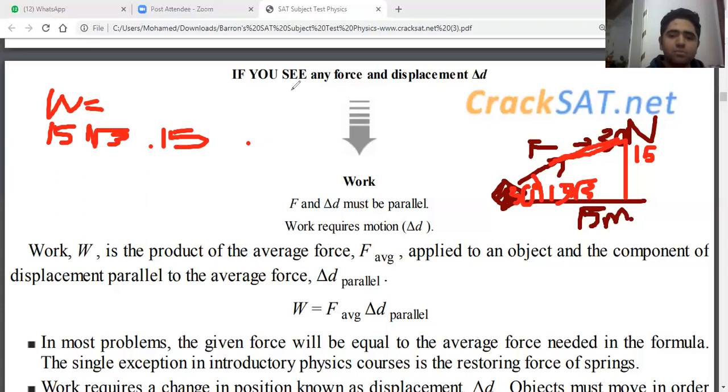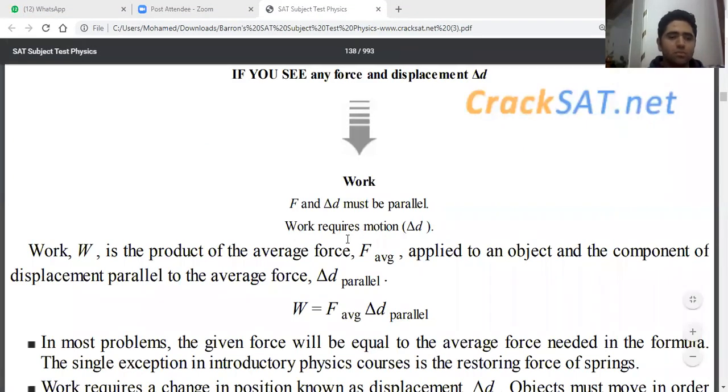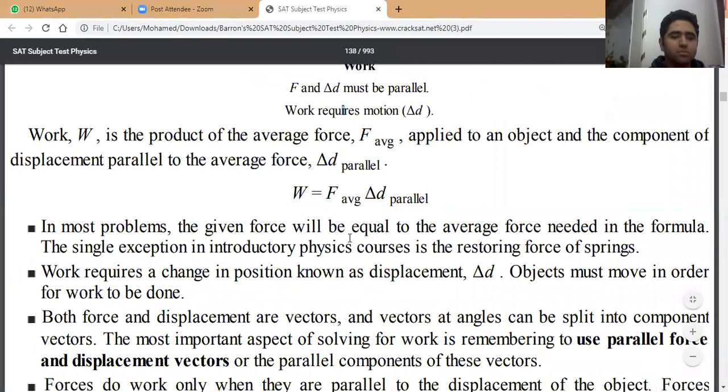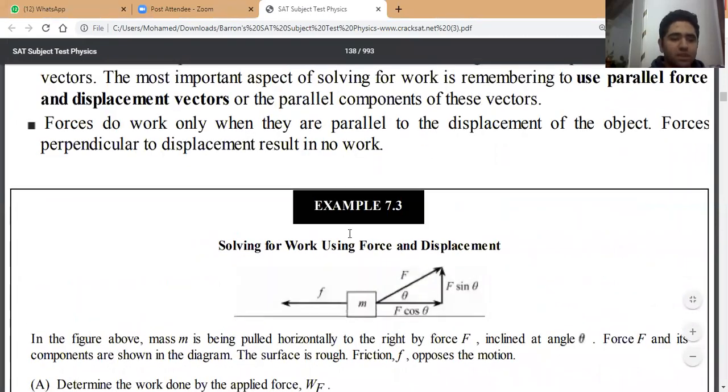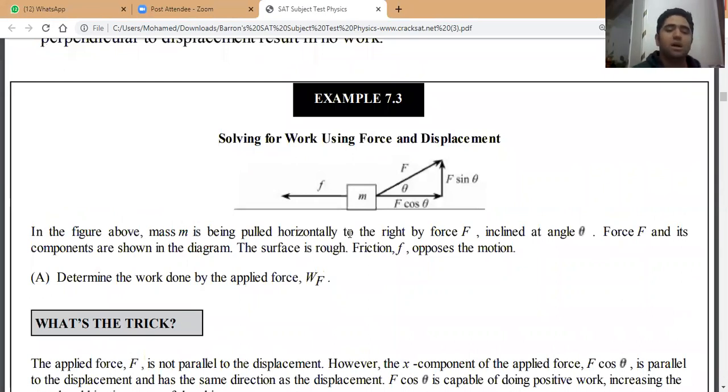Okay? So let's just remove these drawings. We have the example, the same thing I was talking about. I promise you, I did not know it was coming. So we have the figure above.